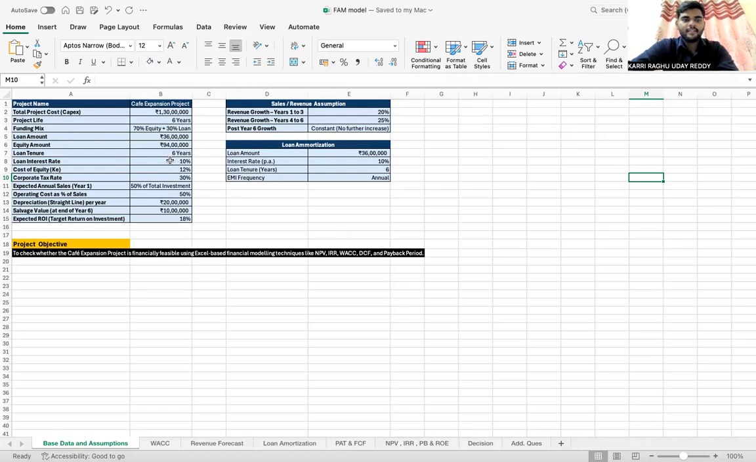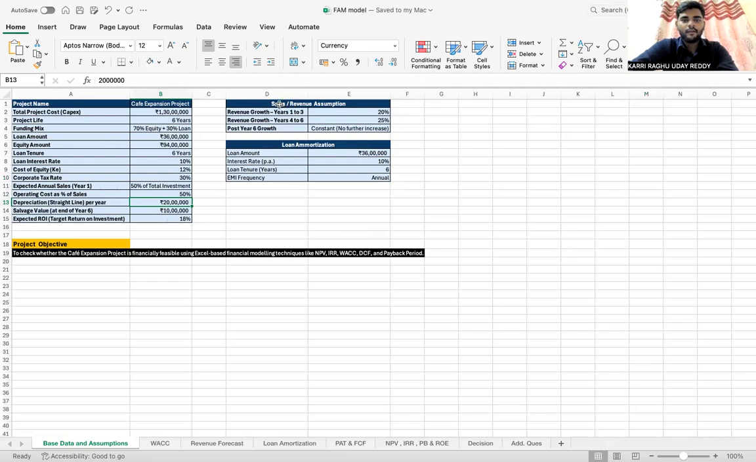Loan interest rate is given as 10% and Ke is given directly as 12%. Corporate tax rate is 30%. And some assumptions: first year annual sales value will be 50% of total investment. Operating cost is given as 50% of sales. And depreciation is given as straight line method 20 lakhs. So it will be 1 crore 30 lakhs minus 10 lakhs divided by 6 years. It comes to 20 lakhs.